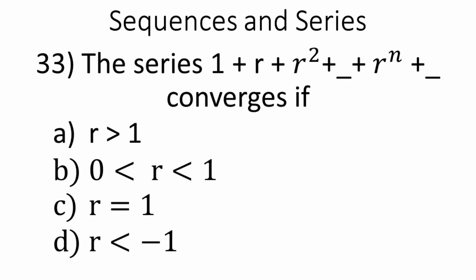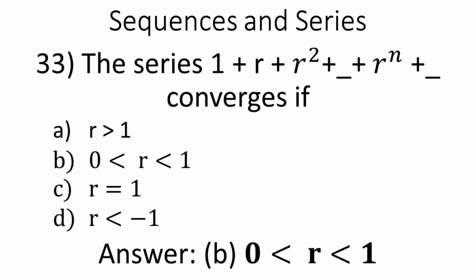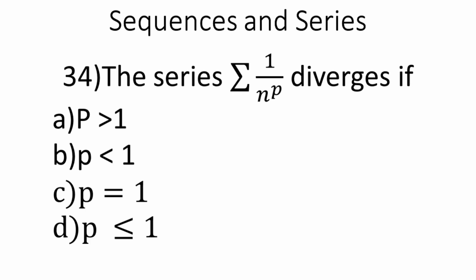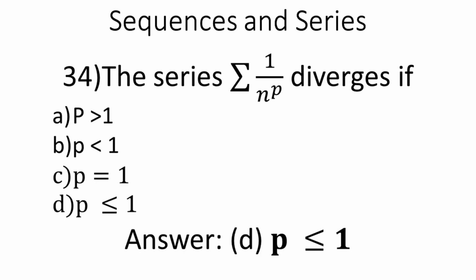Question number 33. The series 1 plus r square plus etc. converges if dash. So here option B is the correct one: 0 less than or equal to r less than 1. Question number 34. The series sigma 1 by n power p diverges if. What is the answer here? It diverges if p is less than or equal to 1. Option D is the correct option.